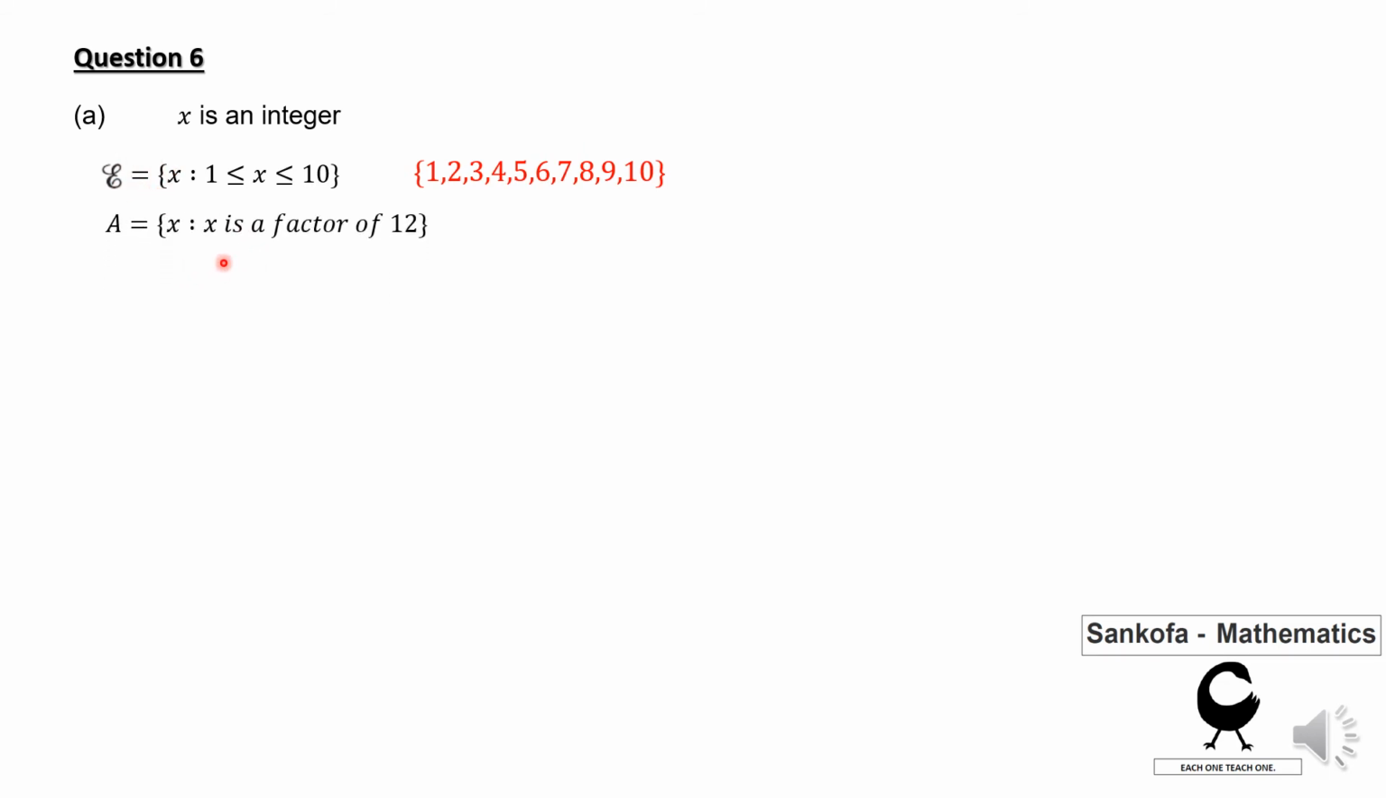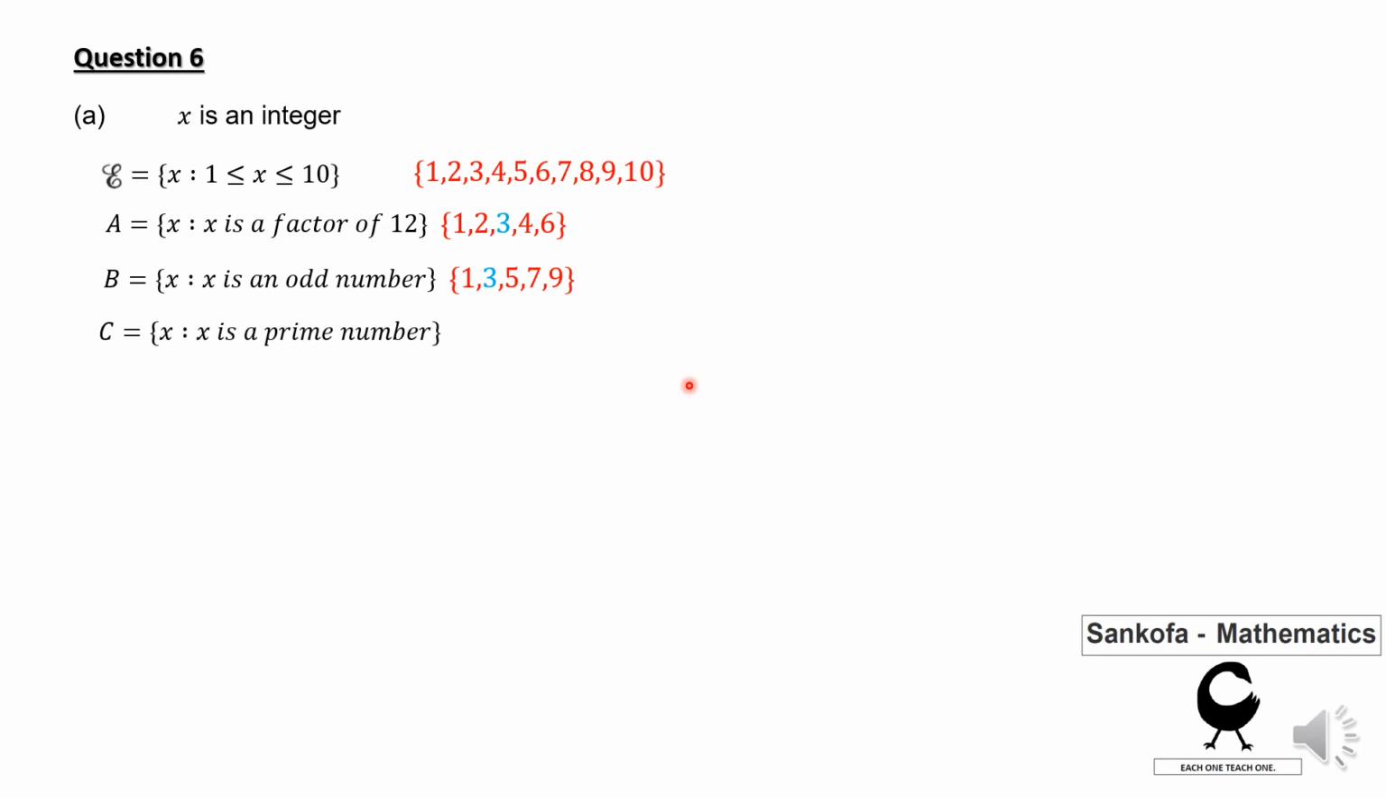Then set A represents all the factors of 12. So we know that the factors of 12 from the universal set are numbers like 1, 2, 3, 4, and 6. These are numbers that go into 12 without leaving a remainder. Then B, all odd numbers between 1 and 10. Odd numbers are numbers like 1, 3, 5, 7, and 9. So you can write them down as well. And set C, prime numbers between 1 and 10, again, two factors only, is 2, 3, 5, and 7. You can already see from my three sets here that the 3 is common to all three sets.